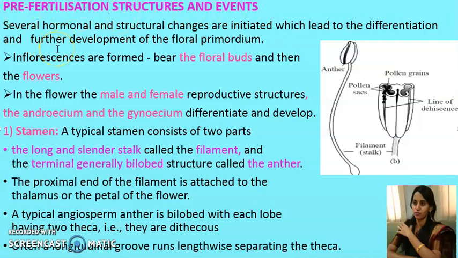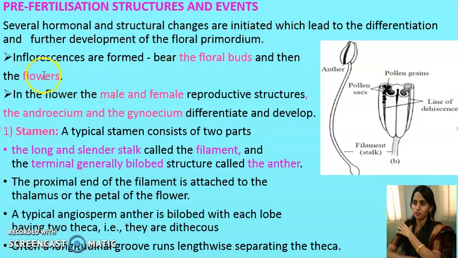We all know that various hormonal and structural changes take place before the formation of a flower. These hormonal and structural changes initiate the differentiation and further development of a floral primordium. It means usually we have seen the vegetative growth of the plant takes place. Then the vegetative part changes into floral primordium, and then it differentiates into the various structures such as calyx, corolla, androecium and gynoecium.